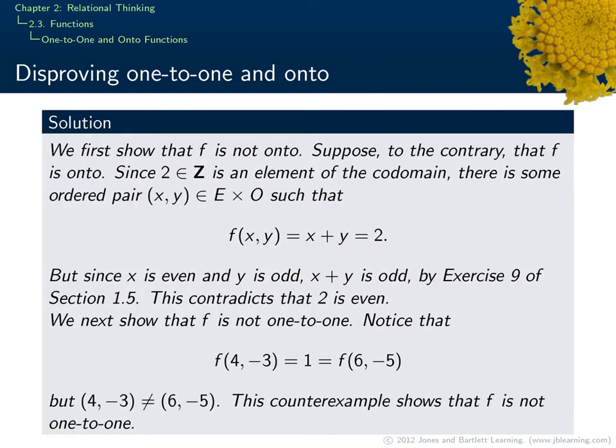Here's our solution to the problem that was given on the previous slide. I want to remind you before we begin that this function goes from the Cartesian product E cross O into the set of integers. And what does it do? It takes a pair, x comma y, as an input, and the output is x plus y.